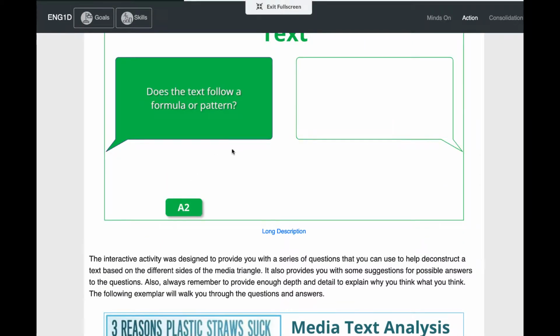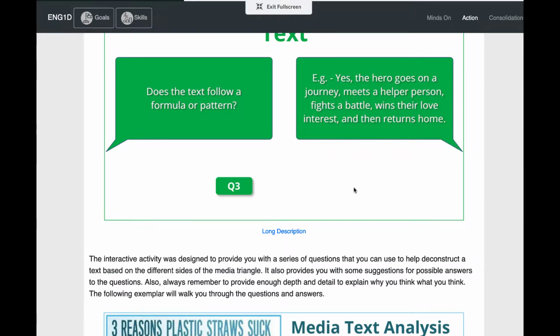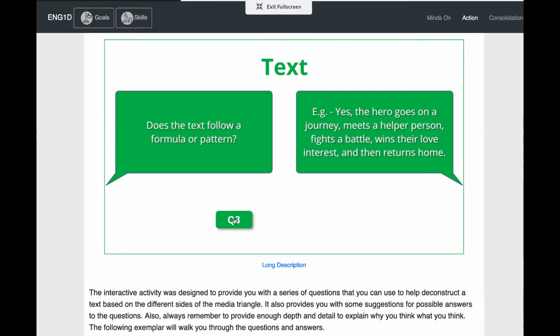Okay, question 2. Does the text follow a formula or pattern? Now the answer is in relation to story. Yes, the hero goes on a journey, meets a helper, fights a battle, wins her love interest, then returns home.